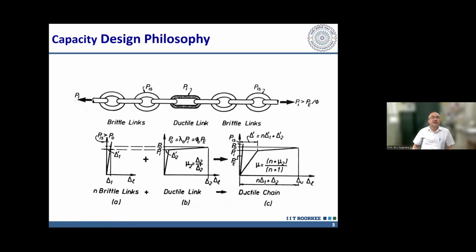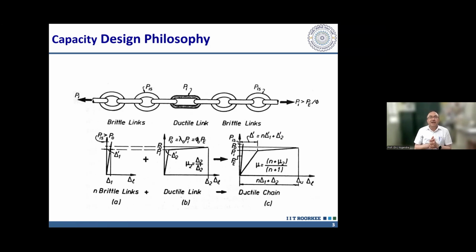Now, how we can ensure that? So this is an analogy with a chain in which there are several links and only one link, this darker link here, is ductile, all other links are brittle, and it is subjected to a large force which is more than the capacity of this chain. So this large force, you can think like an earthquake. I told that earthquake is a large force, and generally more than the capacity of the structure. So in that case, if it is more than the capacity of the link or capacity of the chain, then the chain is going to fail.